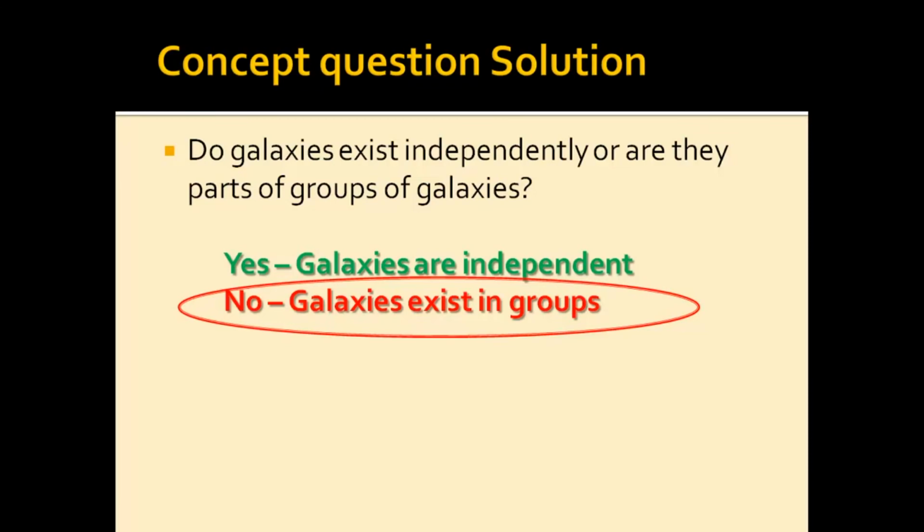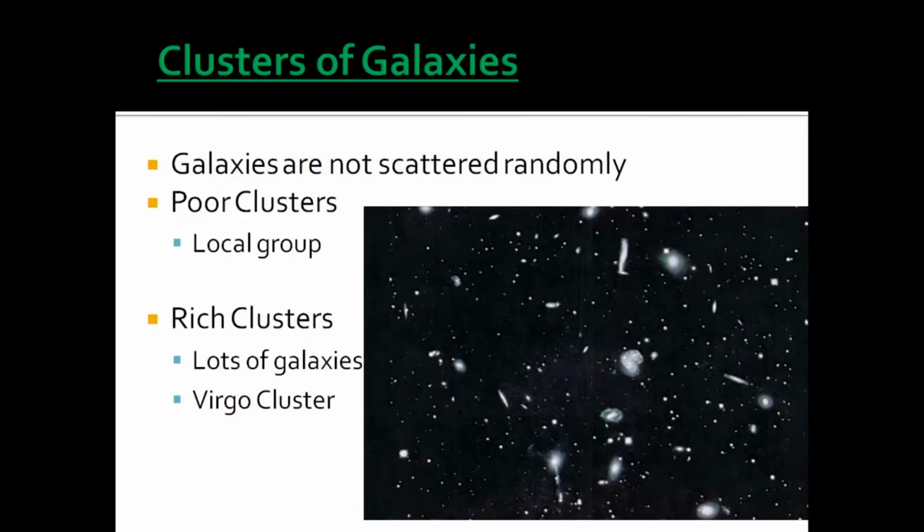They are not necessarily individually out there. So galaxies are not necessarily scattered randomly throughout the universe. There tends to be what we call either poor clusters or rich clusters. Poor clusters just mean smaller amounts of galaxies clumped together. Now we are part of a local cluster, which is a poor cluster, and we call that cluster our local group. So us, the Andromeda Galaxy, the Virgo cluster, those are part of our local group.